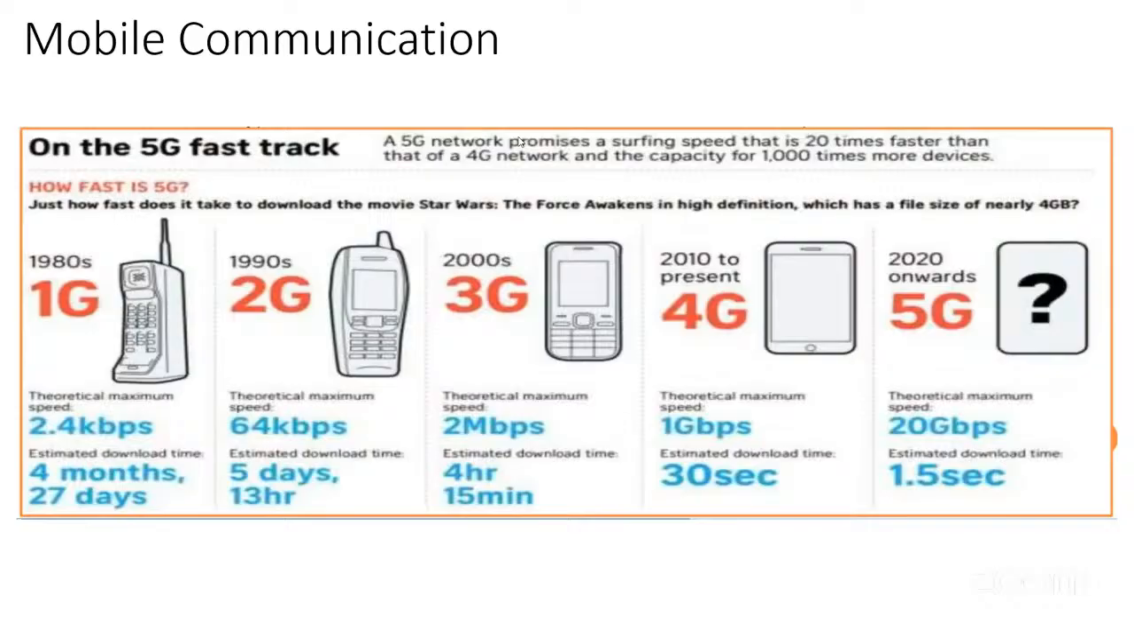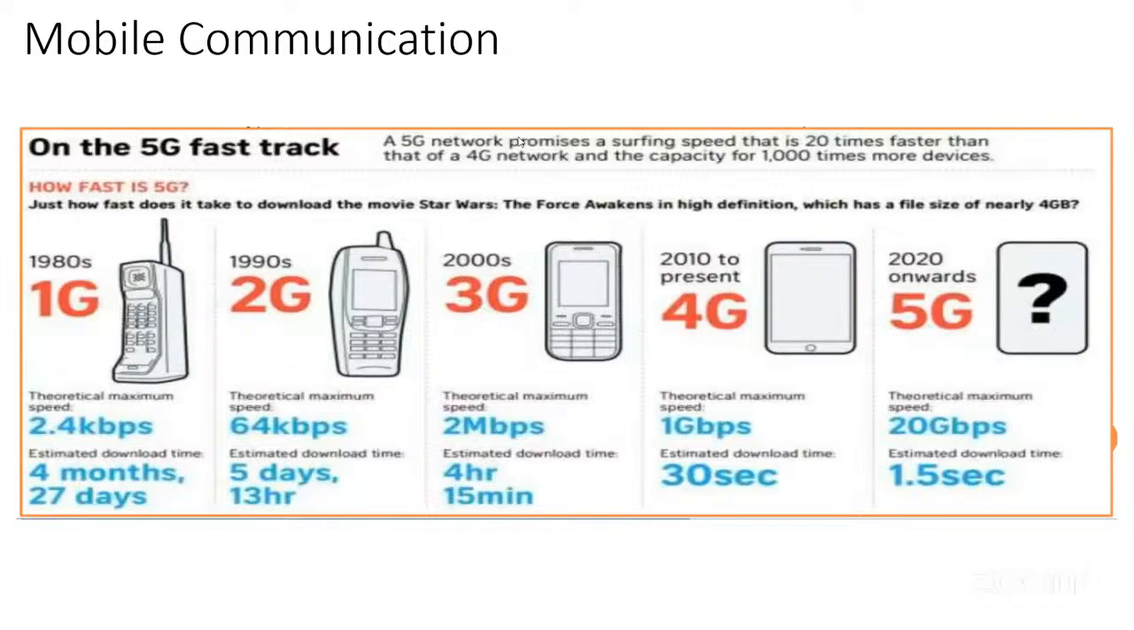If you see the bottom blue color numbers, for a 1G application, the theoretical maximum speed is 2.4 kilobits per second, whereas with 5G or at least 4G, we are talking about 1 Gbps. There is a huge difference. So how is that achieved?